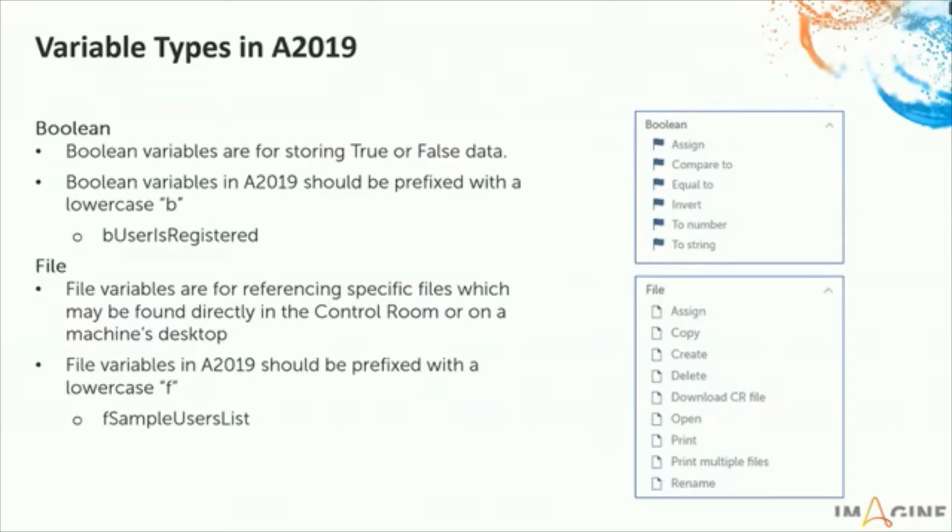A file variable is going to reference a specific file either in the control room or the desktop file system. And we can use that file in various actions within the bot to do parts of those things. We can also use that file to download a CR file, and we can use that file action to download something from the control room into the active bot runner device, execute some things on that file, and then remove it by using delete within the file package. So lots of different things we can do with a file type variable.